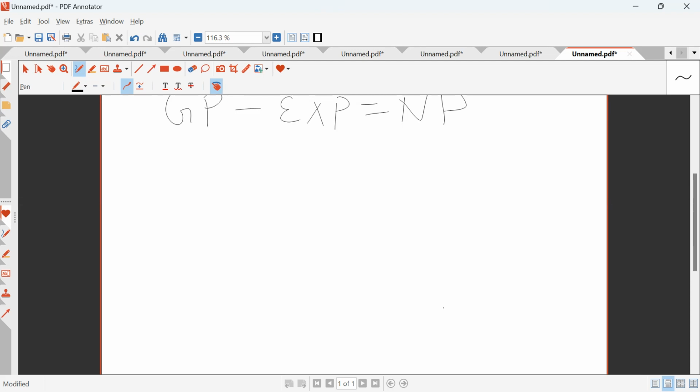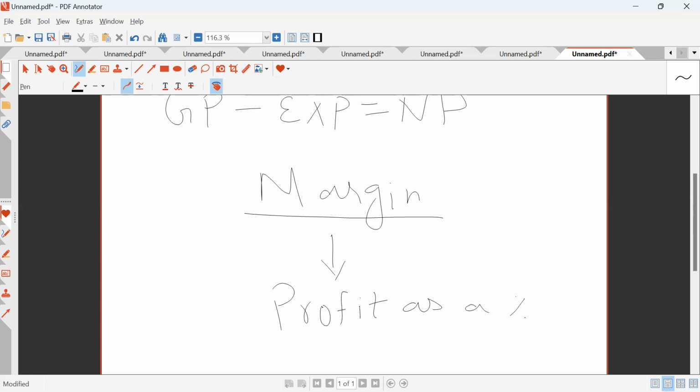After this beta, we need to discuss the concept of margin and markup. What is margin? Margin is simply profit as a percentage of sales.